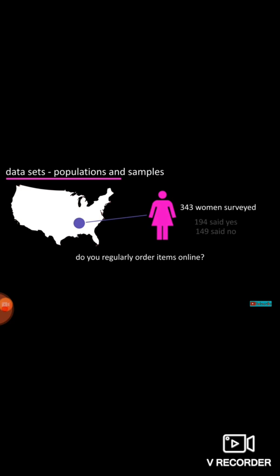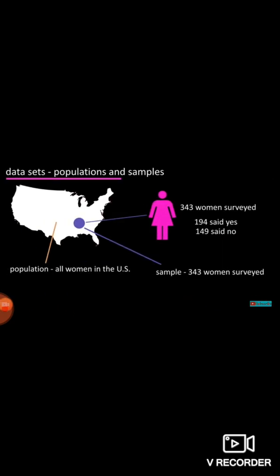And what is the entire population? All the women who are there in the US. And what is my sample? My sample is these 343 women out of the entire population. Okay, so you see at the bottom, population is all the women in the US and sample is 343 women, those who are surveyed.